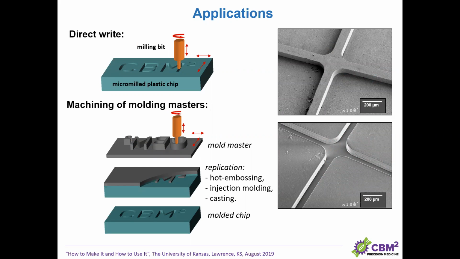What we use more often is machining of molding masters, where we first machine the metal structure, which we can then use in the replication process to make reverse structures of our mold masters into, for example, plastic. And you can see here two examples of the simple cross structure. These are the brass structures that were then transferred, forming the microchannels in PMMA.